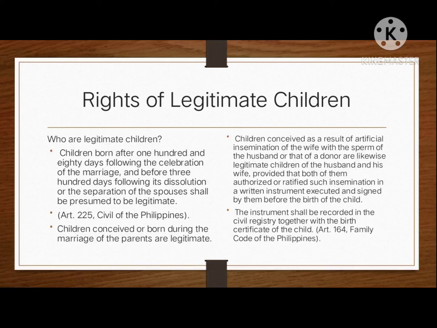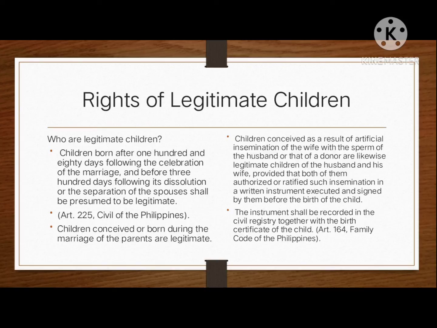So, when it comes to legitimate children, they also have rights. They have the right to bear the surnames of the father and the mother. They have the right to receive support from the parents, their descendants, and the ascendants, and in proper cases, their brothers and sisters. This pertains to when the parents are separated.